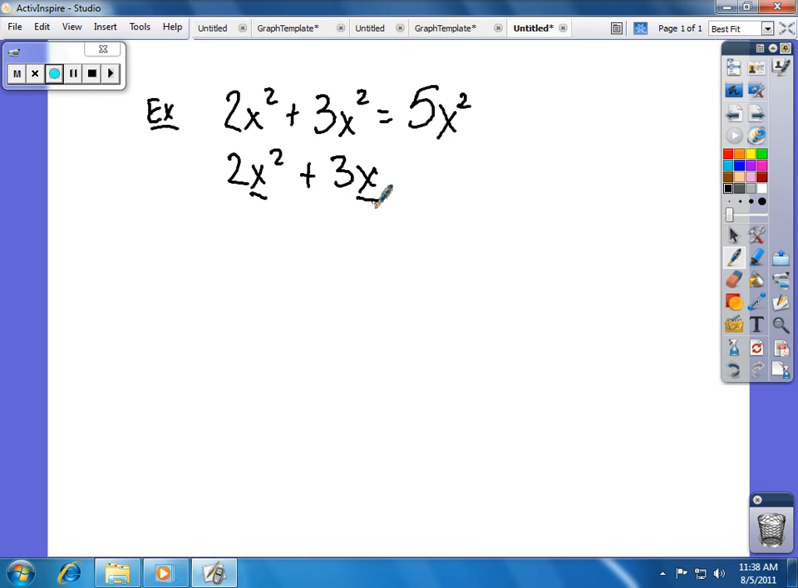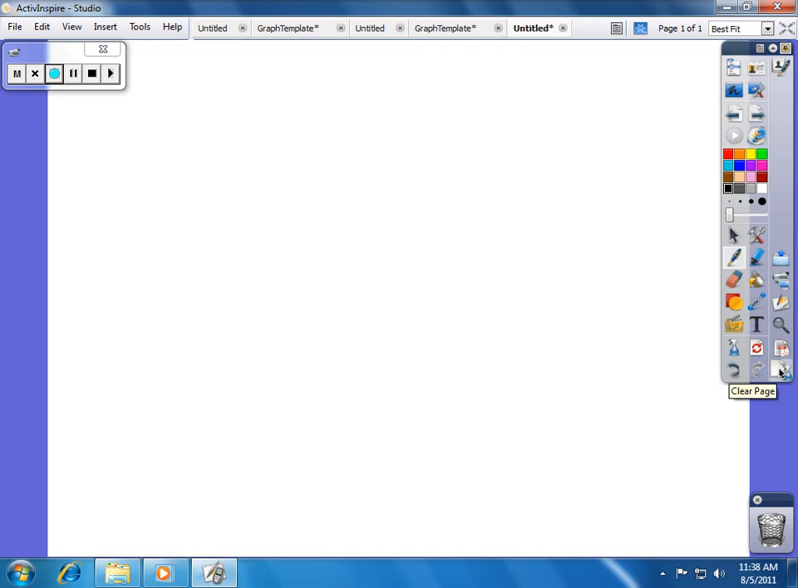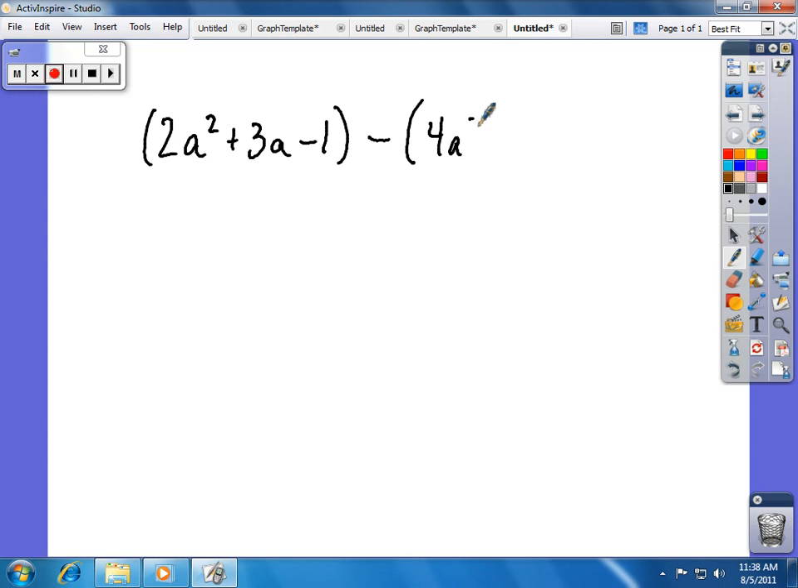Okay? So, we're going to go ahead and try to reduce down as much as possible. 2a squared plus 3a minus 1 minus 4a squared plus 5a minus 6. Okay? Now, keep in mind that we talked about this in a previous section, that when you have this negative sign out in front of an entire term, that means this whole term is being subtracted off from this term. Therefore, every term in here is going to have that negative sign applied to it.